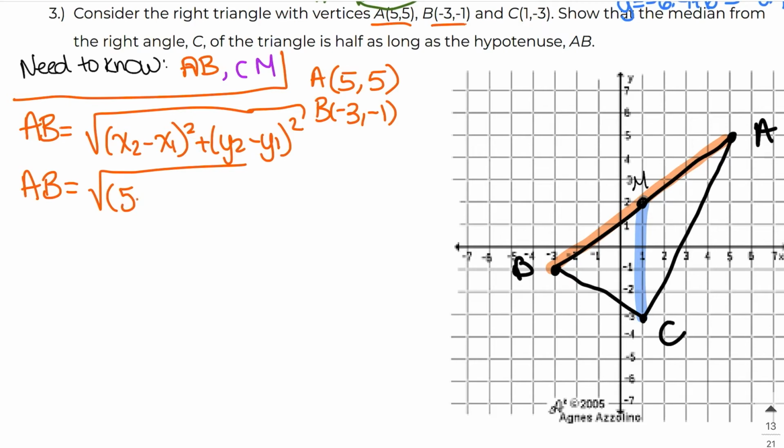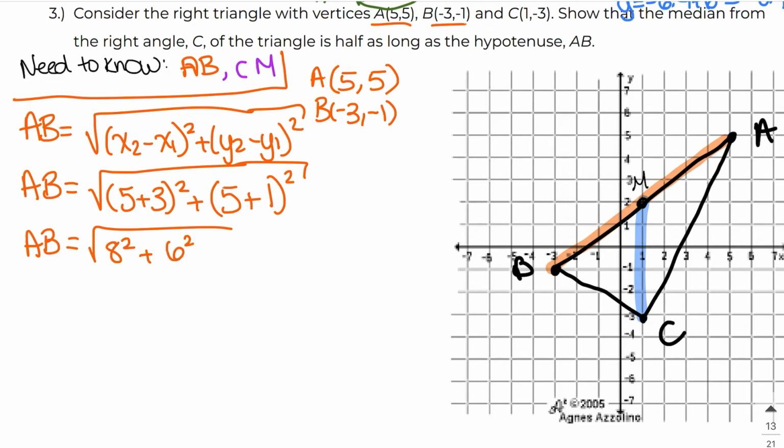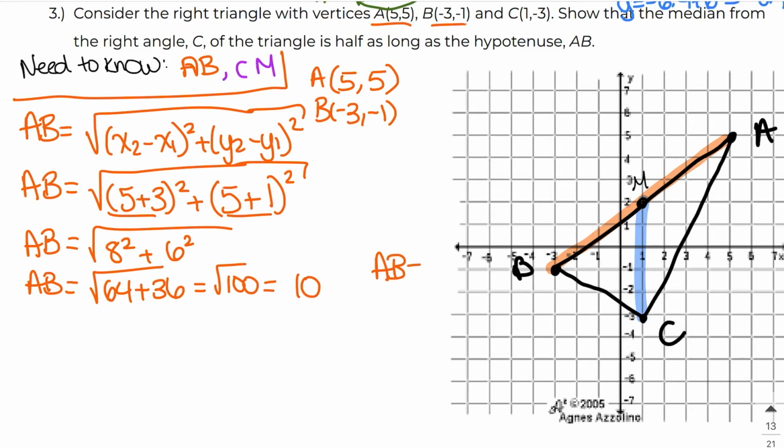So here I'm going to do 5 minus -3, which is +3. And then here I'm going to do 5 minus -1, which is +1. So here I get AB is equal to the square root of 8 squared plus 6 squared. 5 plus 3 is 8. 5 plus 1 is 6. So I get AB is equal to the square root of 64 plus 36. So I get the square root of 100, so I get 10. So I know that AB is 10. And that's going to be helpful to me as I go through and do this.